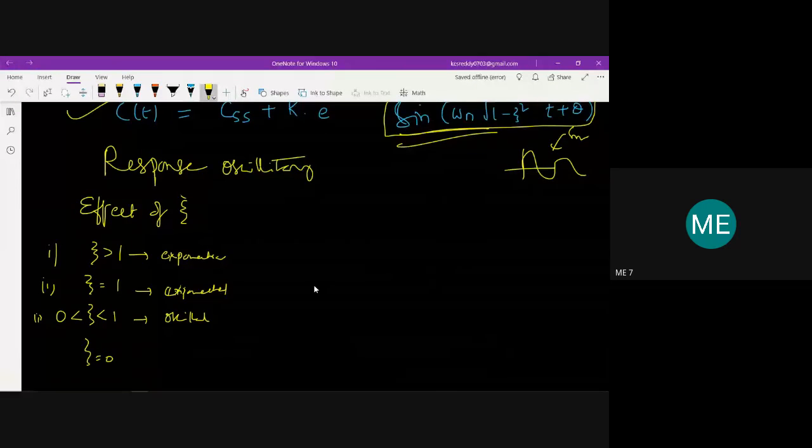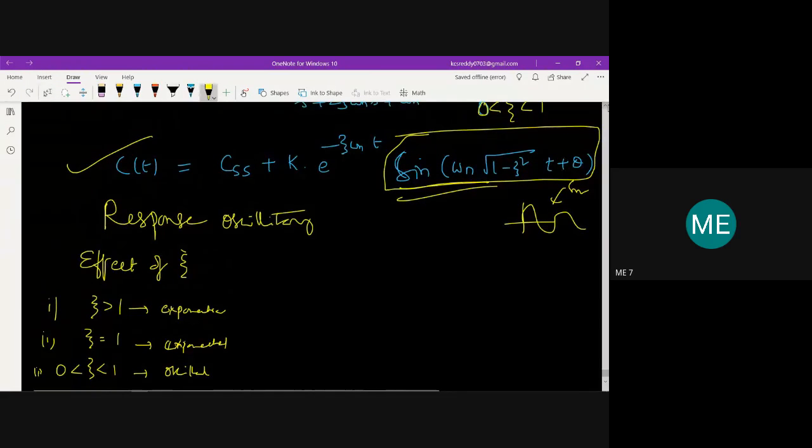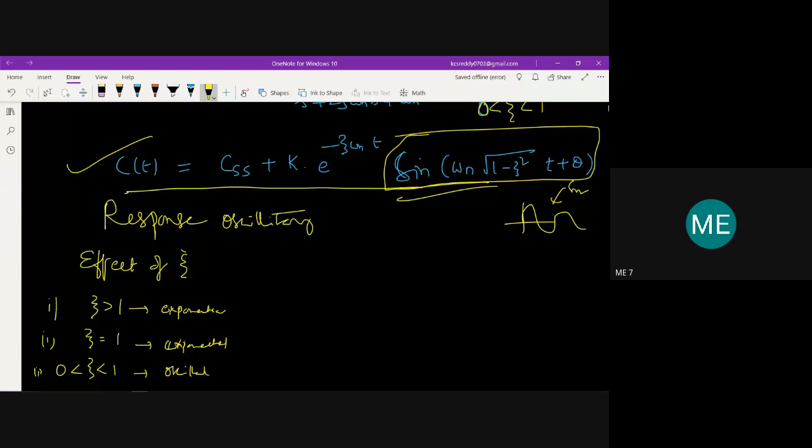If you look at the previous class, this is the response equation, C of t. C of t is equal to C_SS plus some constant into e power minus zeta omega n t into sine of, in brackets, omega n root of 1 minus zeta square into t plus theta. This sine term represents an oscillating behavior, but with a reduced amplitude.